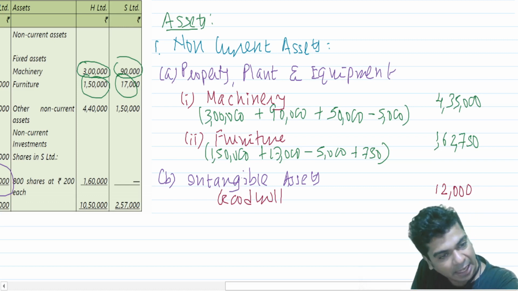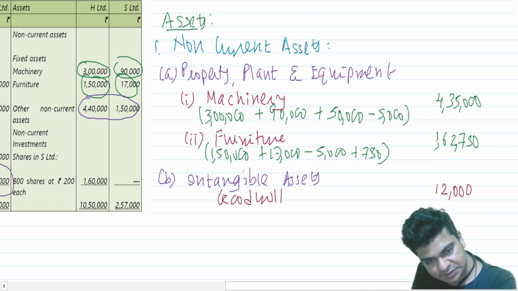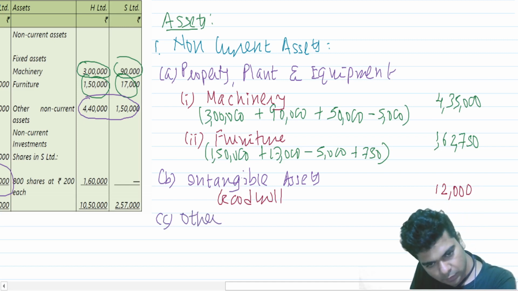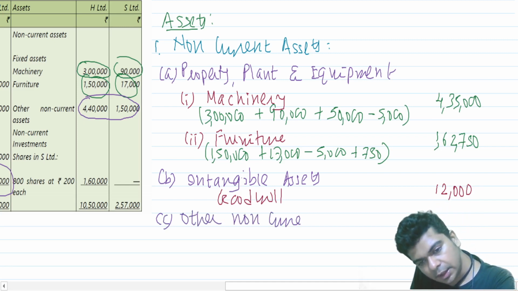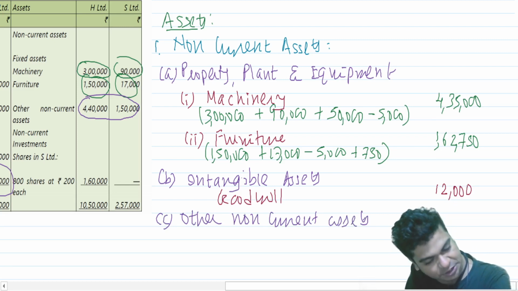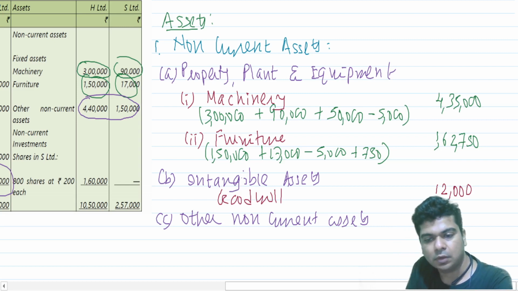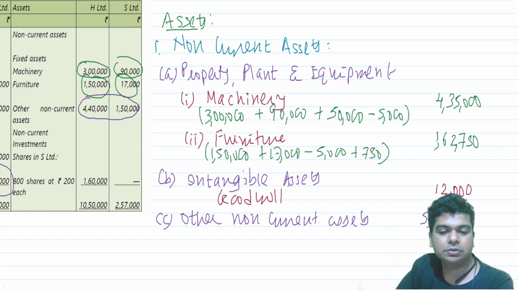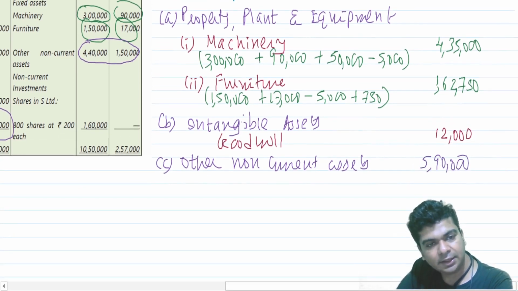Yeah, then they are saying other non-current assets. Other non-current assets. Line by line addition, 4 lakh 40 and 1 lakh 50. 5 lakhs 90,000.